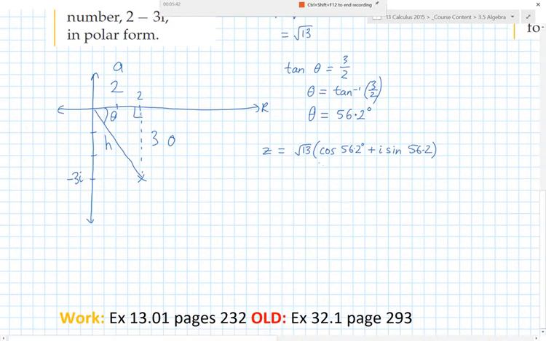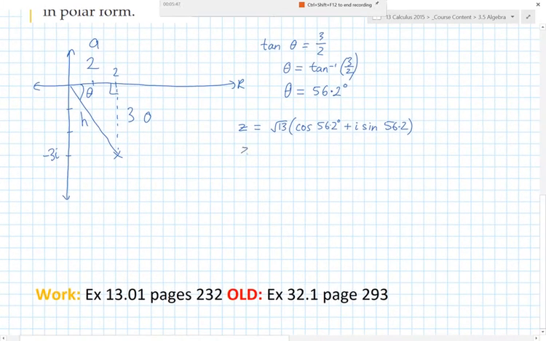Now, it gets a bit cumbersome to always write it out like that, so we have a special way of writing out complex numbers in polar form, and we just write root 13 cis 56.2, and that's because the angle is always going to be the same for cosine and sine, and so this is just a shorthand way of saying cos angle plus i sine angle. So that's your cos part, that's your imaginary part, and that's your sine part. Okay, and that will save you a bit of time when you're working.